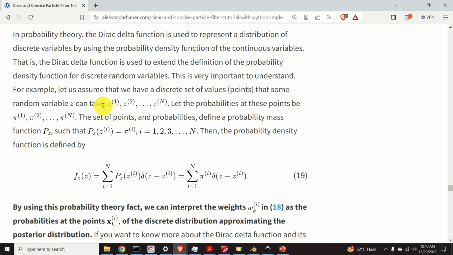For example, let us assume that we have a discrete set of values or points that some random variable z can take. Let's say that we have z1, z2, until zn. Let the probabilities at these points be pi1, pi2, until pin. The set of points and probabilities defines a probability mass function pz, such that pz at the point zi is equal to the probability pi, and i goes from 1, 2, 3 until n. Then the probability density function can be mathematically written like this. That is, we can write it down by using the Dirac delta function.